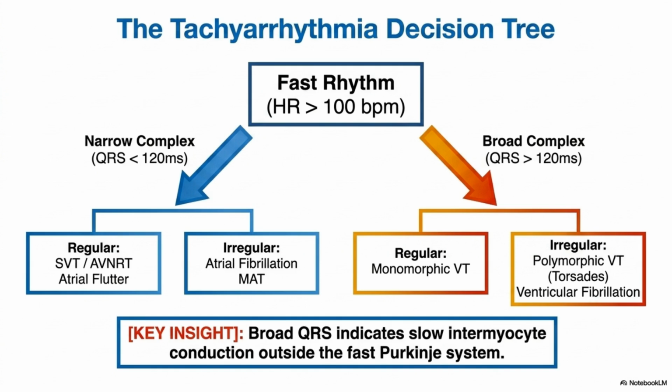Narrow rhythms are then sorted by regularity. Regular: SVT, atrial flutter, or irregular: atrial fibrillation/MAT. If the QRS is broad, greater than 120 milliseconds, the conduction is slow because it's occurring intermyocyte, outside the fast-conducting Purkinje system. These are dangerous ventricular rhythms, like VT or VFIB.